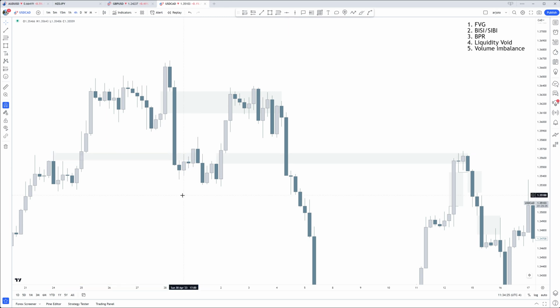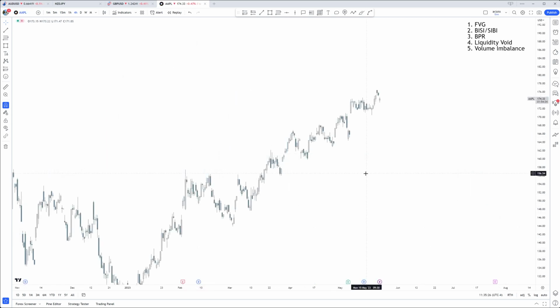Of course, keeping in mind, there's also a fair value gap right here. There's also a BPR right here. These are just a nice confluence. So that is a BPR, an overlapping BISI and a SIBI, or an overlapping SIBI with a BISI. Now, the fourth one is a liquidity void.